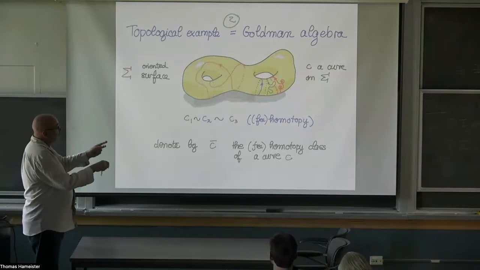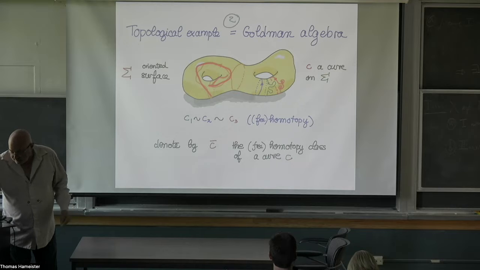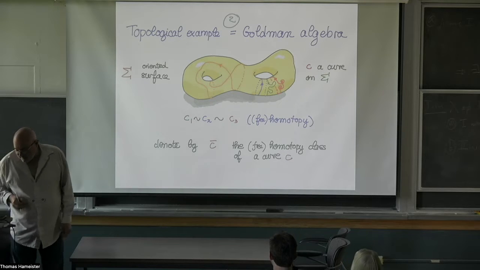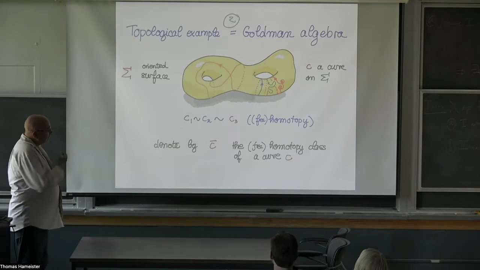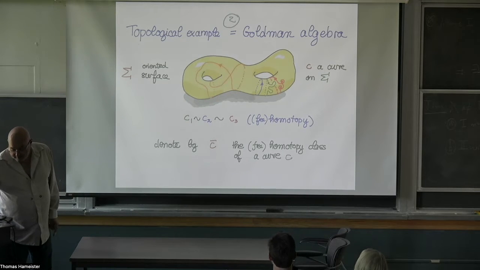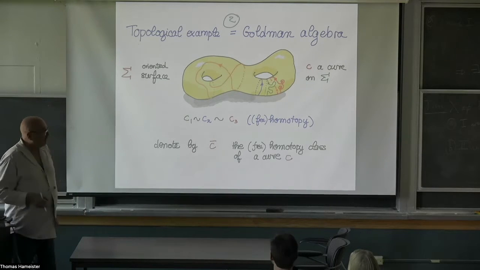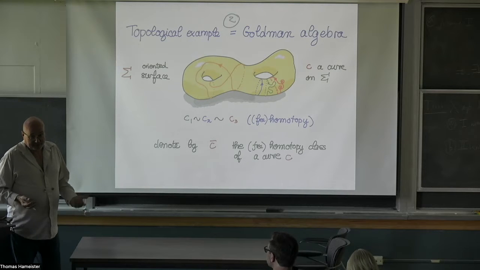The notion is just that you can deform them. So obviously the blue curve, the green curve and the red curve are all freely homotopic, while this one is not homotopic to this one. Let's use some notation: we denote by C bar the free homotopy class of a curve C. I'm not going to denote it by a bracket because I'm going to take brackets of this stuff and it's going to be too messy.